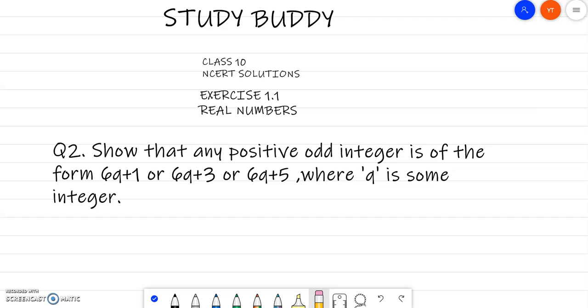In this channel, I'll be uploading all the solutions of CBSE Class 10 Mathematics. So let's get started with the second problem from exercise 1.1 from Real Numbers chapter.